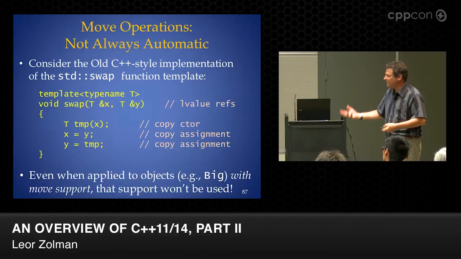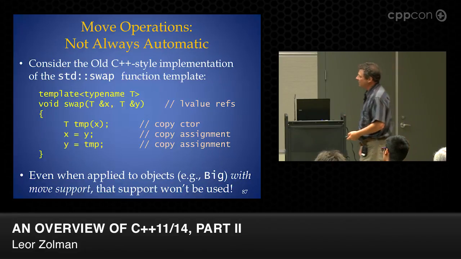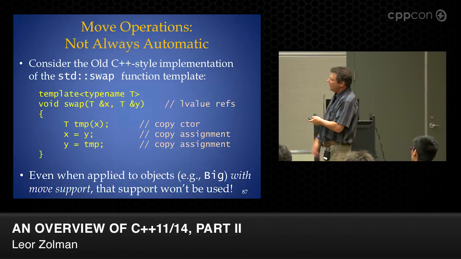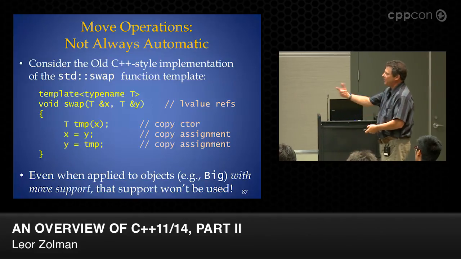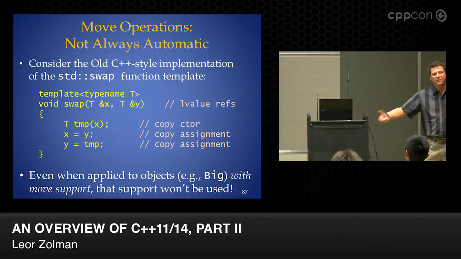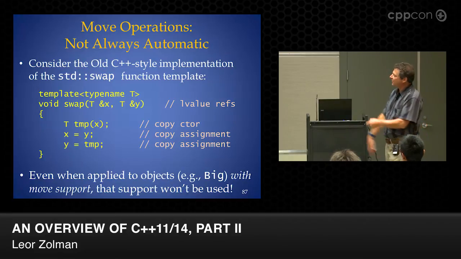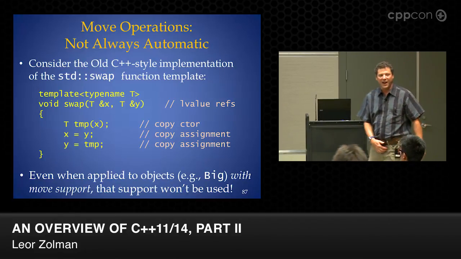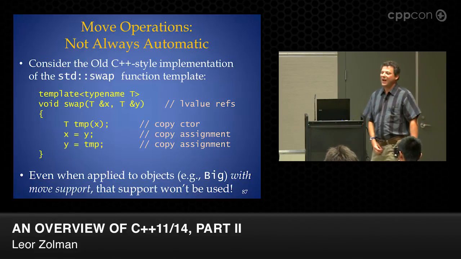Not a big surprise, right? If you don't know anything else, that's how you swap two things. If you apply this function as written to the big class I just showed you, even with move support, you still have three copy operations that are going to happen. It's not enough to have move support.